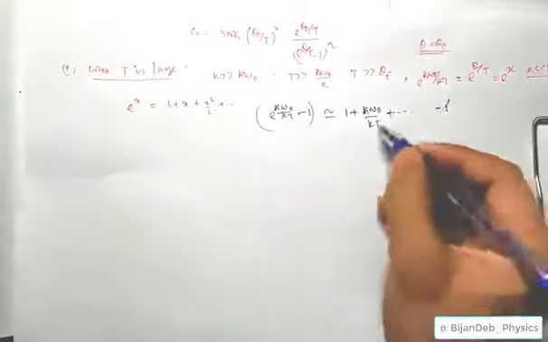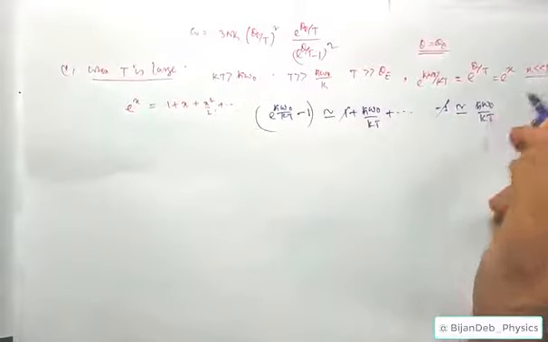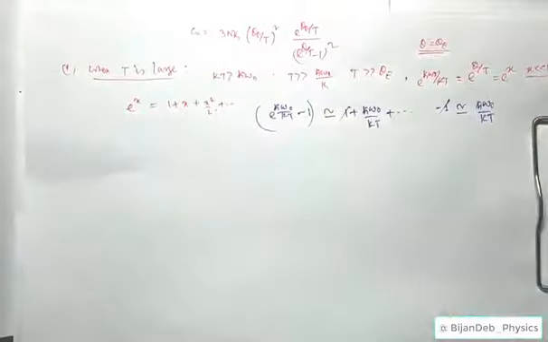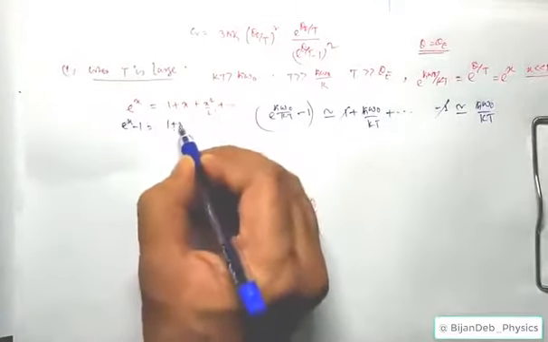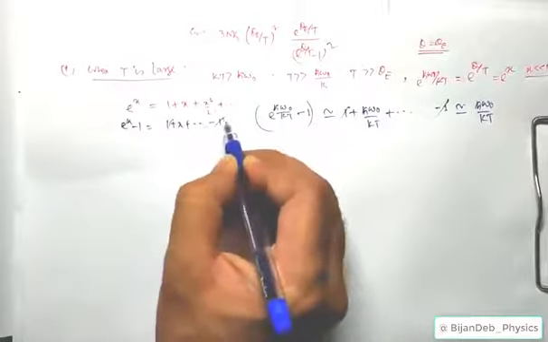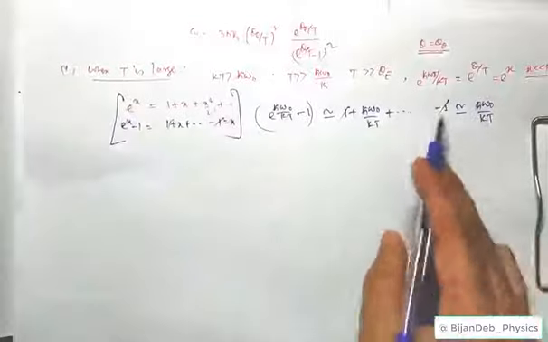So the 1 and 1 will cancel, so this will be very nearly equal to h cross omega 0 by kT, which is only x. So e to the power x minus 1 gives x plus dot dot dot, so it will be simply x. This is just an approximation at high temperature value.